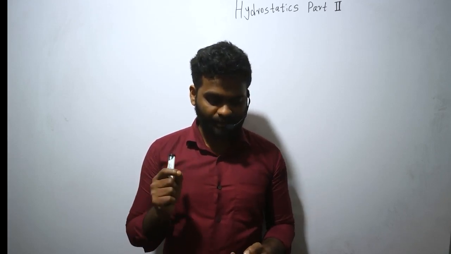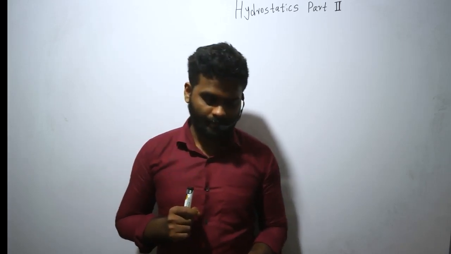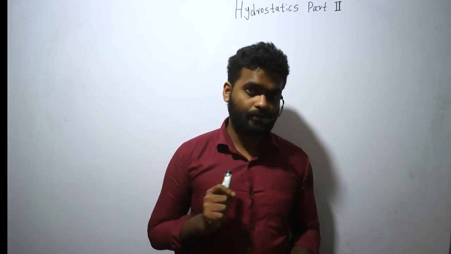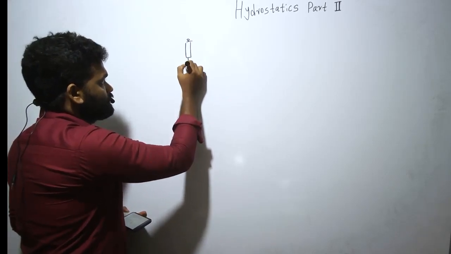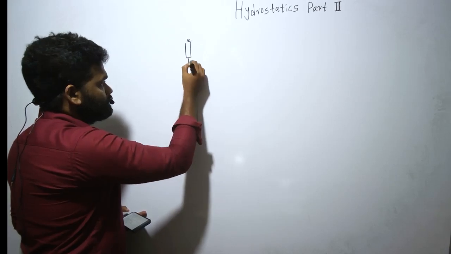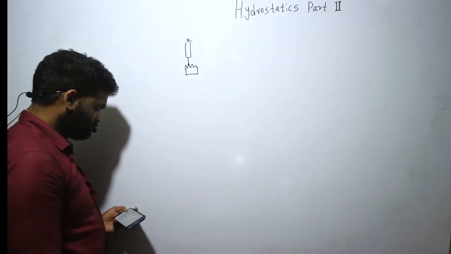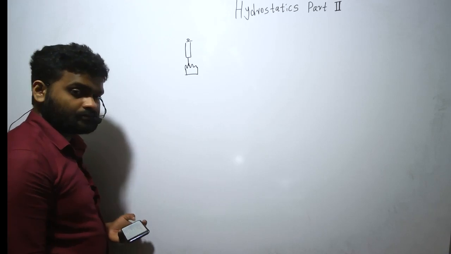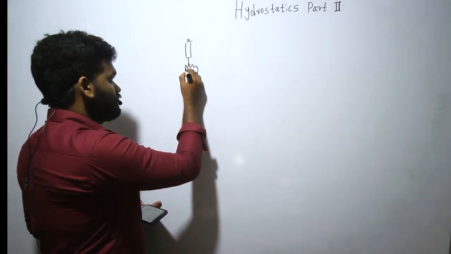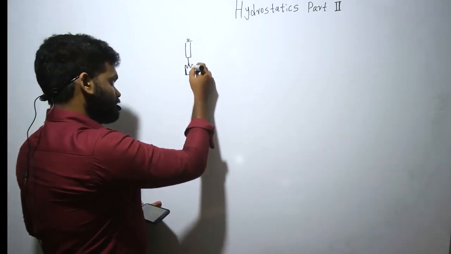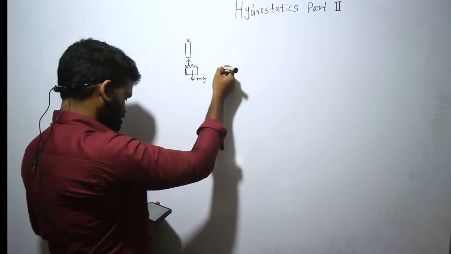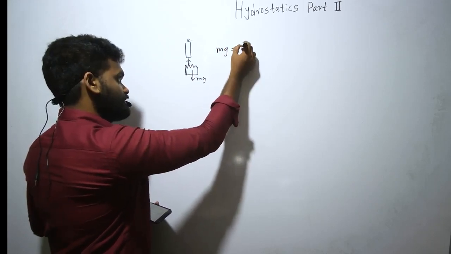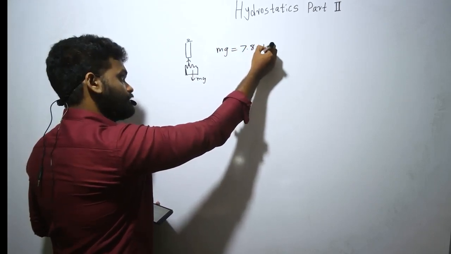Right, 10th. When the weight of a crown is measured in air using a spring balance, it is 7.84 Newton. So using a spring balance, let's say this is the crown. So this is mg. In air it is equal to the actual weight. So this mg is 7.84 Newton.